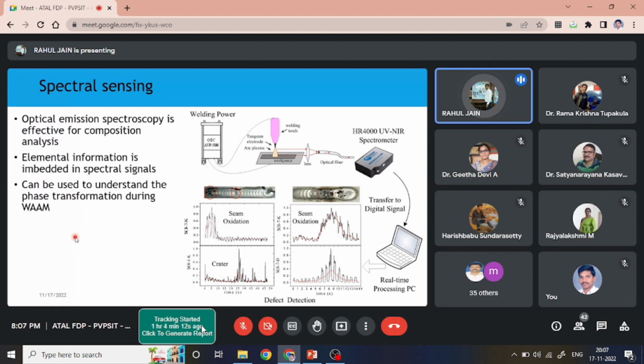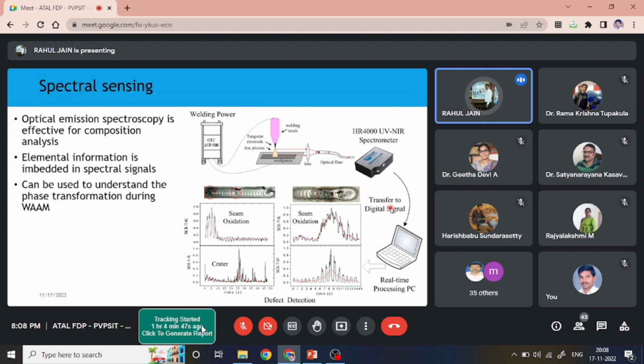In case of a tandem wire arc additive manufacturing process, if I am using aluminium and steel both as the wire rod, and I want to see what kind of intermetallics is being formed, whether it has higher brittleness or lower brittleness, what kind of implication it will have in the overall product. All this is quite possible with this spectral sensing mechanism.